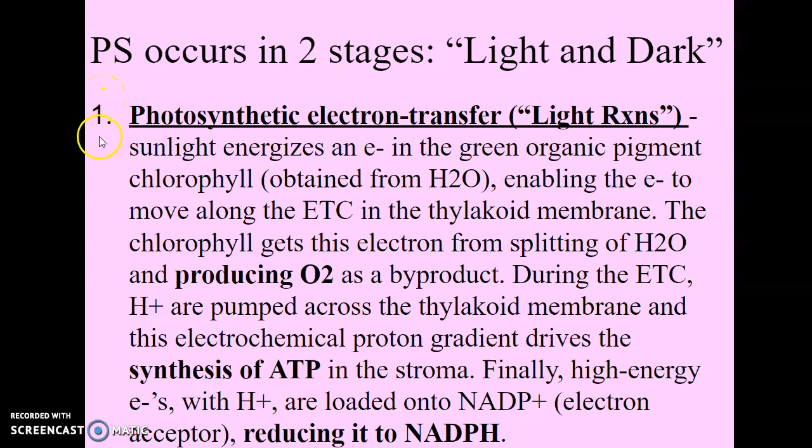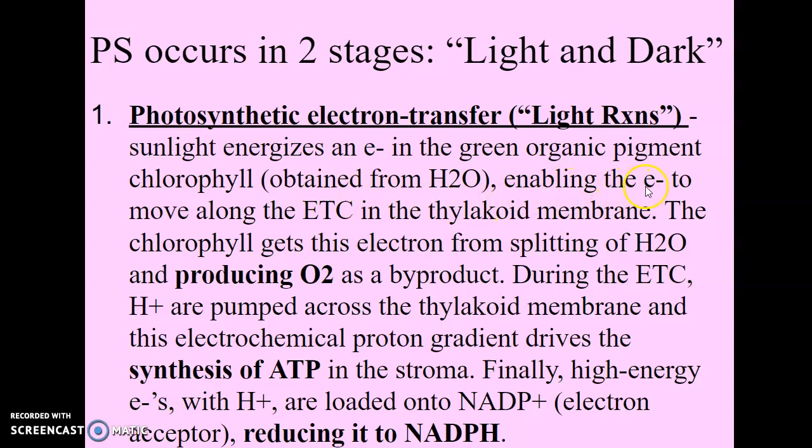So the first stage, which is known as the photosynthetic electron transfer stage, in other words, the light reaction or the light dependent reaction. In this stage, sunlight is the energy that we're using, and sunlight will energize an electron in the green pigment called chlorophyll. And this electron that we're getting is obtained from the splitting of a water molecule. Okay, so sunlight energizes an electron that we get from the splitting of water in the green pigment called chlorophyll.